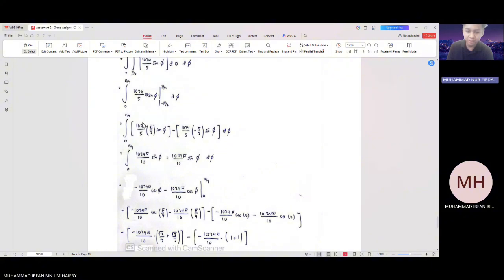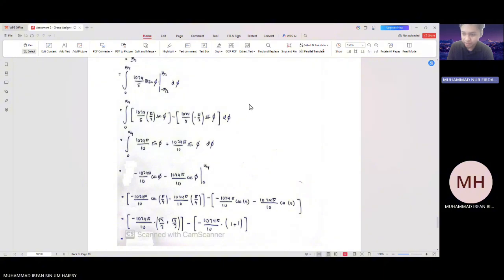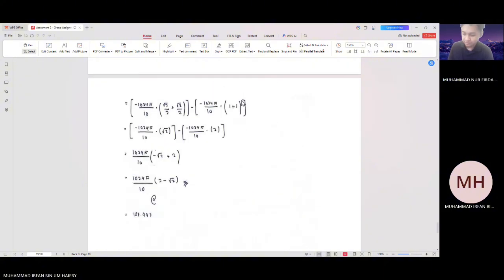After simplifying the expression, we obtain the final answer, approximately 188.447. And therefore, this completes task 4.